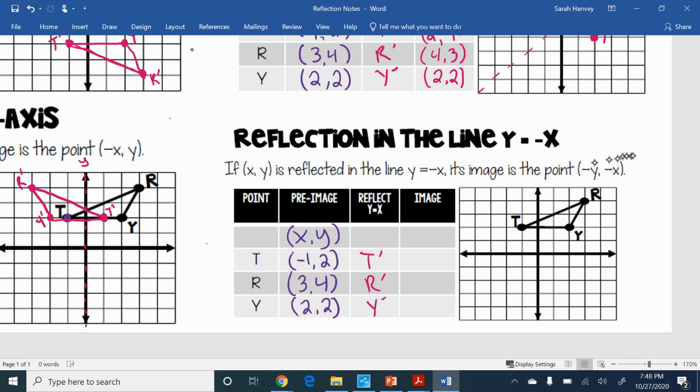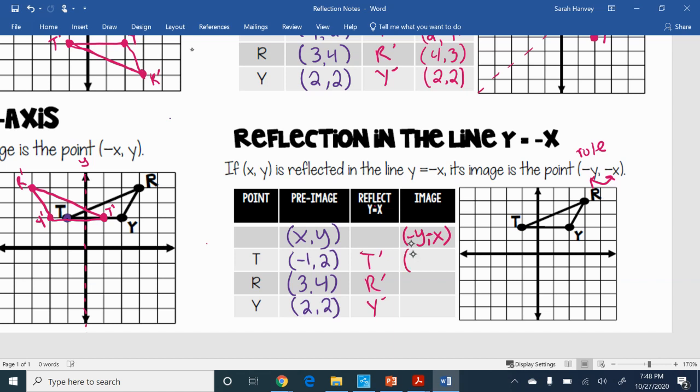And what our rule says, this is our rule here. Our rule says not only are we going to switch the x and the y. Oops, forgot the negative there. There we go. We're going to switch the x and the y, we're also going to do the opposite sign. So we're going to do two things. We're going to switch the x and y coordinates, and we're going to do the opposite sign.